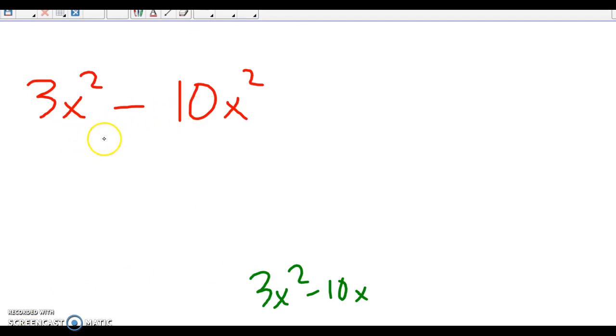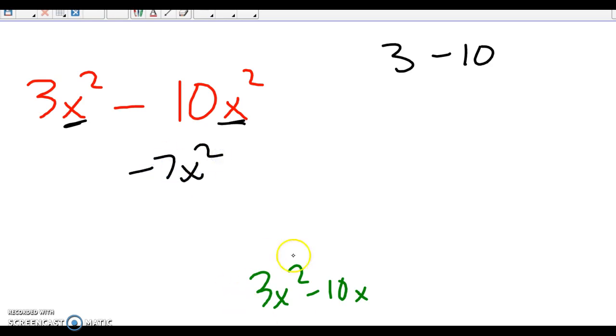We know that up here in the red, I can subtract these. And really, if I go back, this is really a 6th grade question. What's 3 minus 10? Negative 7. Negative 7 what? X squared. So this is negative 7x squared. And we understand that in green down here, we cannot subtract those because they are unlike terms. I'd have to leave it as a binomial, whereas I can combine these two like terms to make it a monomial.